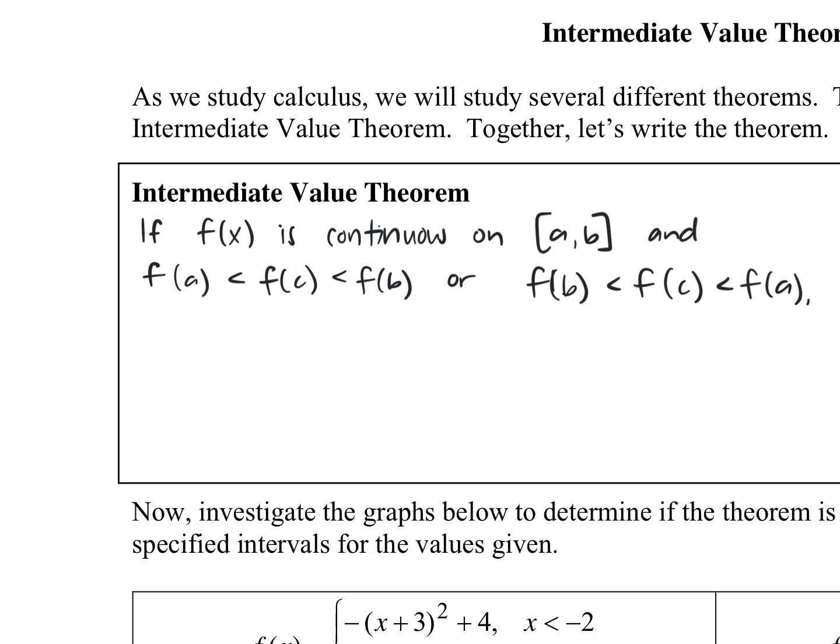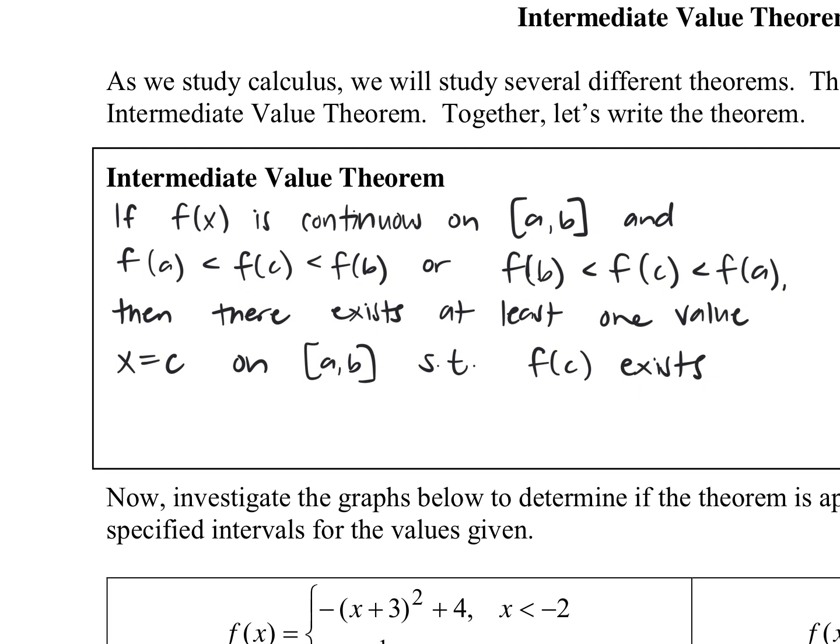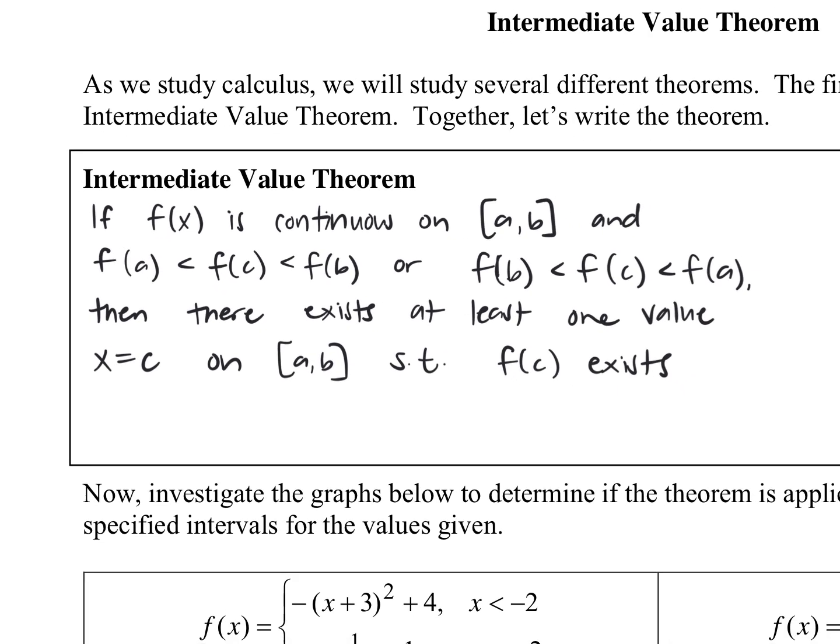Okay, if that exists, then there exists at least one value x equals c on our interval from a to b such that f of c exists. So that's the mathy definition, okay?